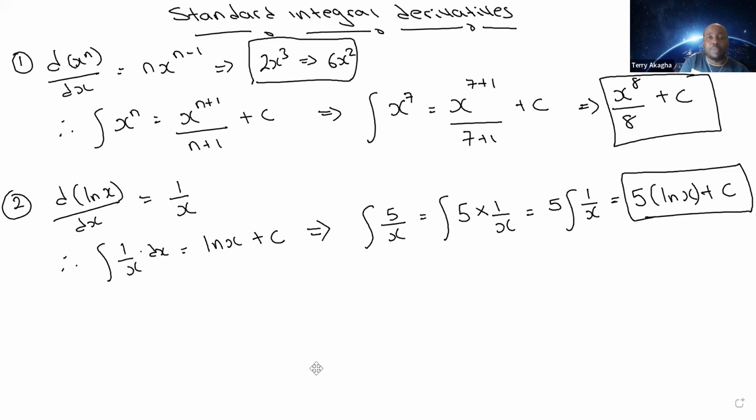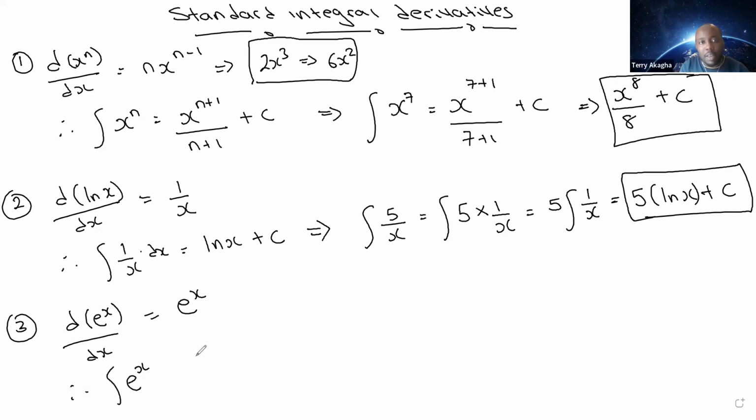Number 3, okay? Let's say we're differentiating exponential now, okay? So we're differentiating e to the power x in respect to x, okay? It's going to give you e to the power x. Does that make sense? The same thing, when you're integrating e to the power x, it's going to give you the same thing, and you have equal to e to the power x plus c.